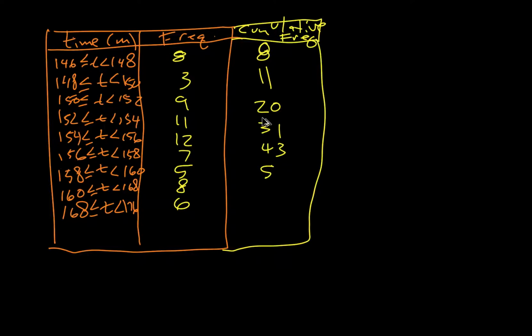Whoops, I'm getting off a little bit. Okay, so this is 20. And then this would be 31. This would be 43. This would be 50. Once again, I'm just adding. So the next one, 50 plus 5, 55. 55 plus 8, 63. 63 plus 6 is 69. Okay, so that's all we have to do for cumulative frequency. Now part B says represent the data on a cumulative frequency graph.